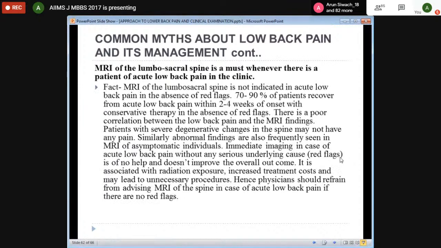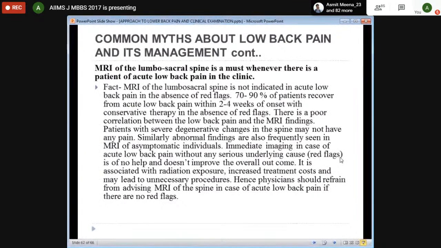So the first myth is that MRI of the lumbosacral spine is a must whenever there is a patient of low back pain in the clinic. No, the fact is MRI of the LS spine is not indicated in acute low back pain in the absence of red flags, as we mentioned before. Usually 70 to 90% recover on their own within 2 to 4 weeks. I have said 4 to 6 weeks earlier.